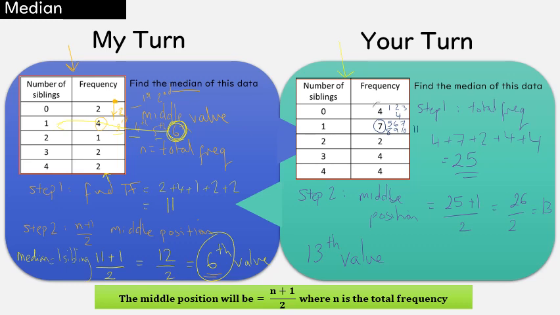Okay, so we're ordering the people in a straight line. We've got the first 4 here. They'd be in first, second, third, and fourth position. Then the next 7 people would be 5, 6, 7, 8, 9, 10, 11. Then the next 2 people, we've got 12 and 13. We're looking at this 13th position. So we've lined them up. The person in the 13th position is in this group here, having 2 siblings. So the median should be 2 siblings.